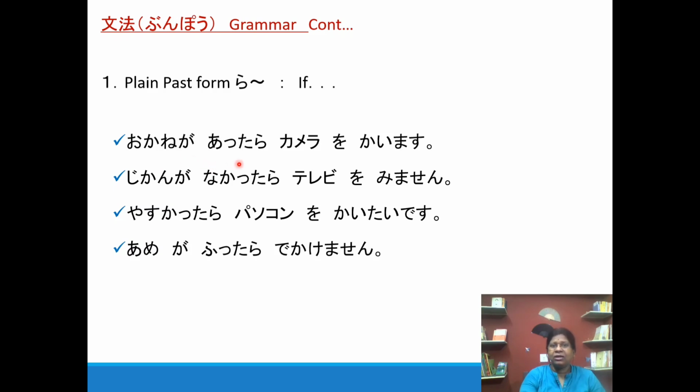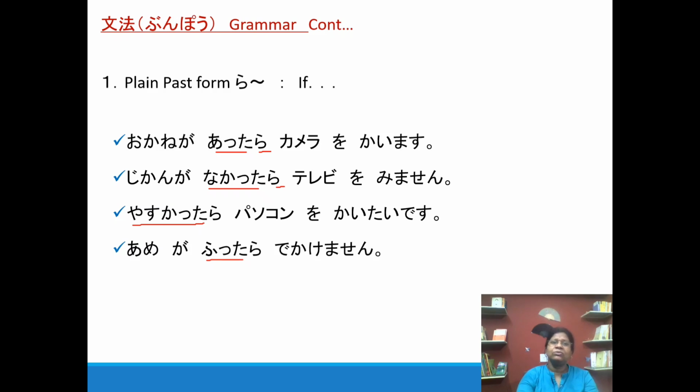Okane ga attara kamera o kaimasu. Jikan ga nakattara terebi o mimasen. Yasu kattara pasokon o kaitai desu. Ame ga futtara dekakemasen. Attara, nakattara, yasukattara, yasui is an i adjective, yasukattara, ame ga furimasu, ame ga futtara.